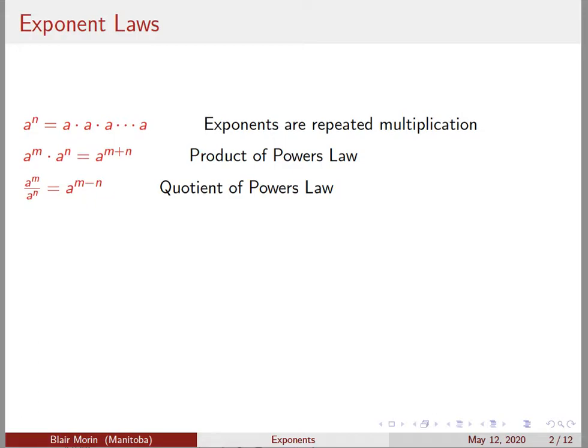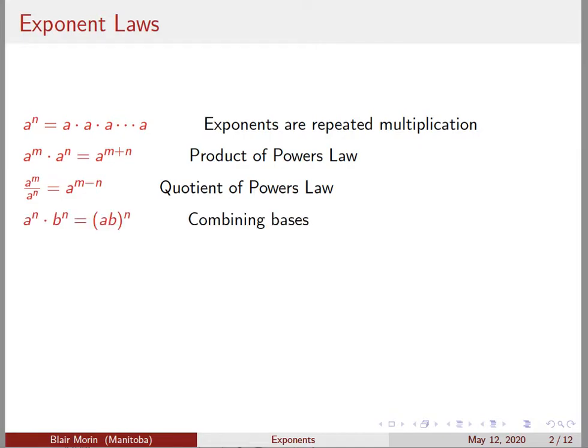And really, if you want to convince yourself of this, you should write the example 2 to the power of 7 divided by 2 to the power of 3. Write them out in expanded form and you'll see that the answer is just simply the common factors of 2.